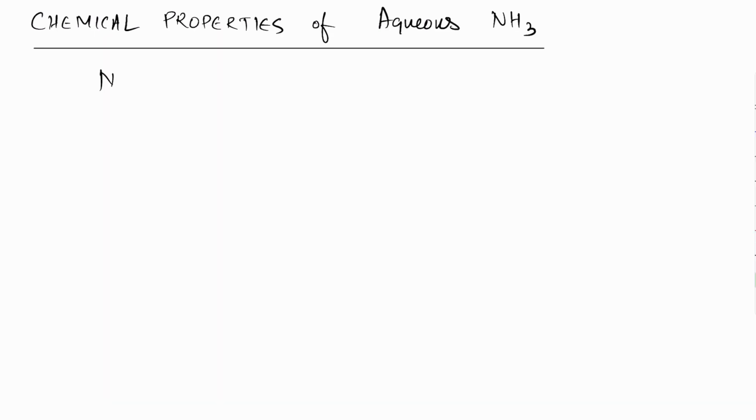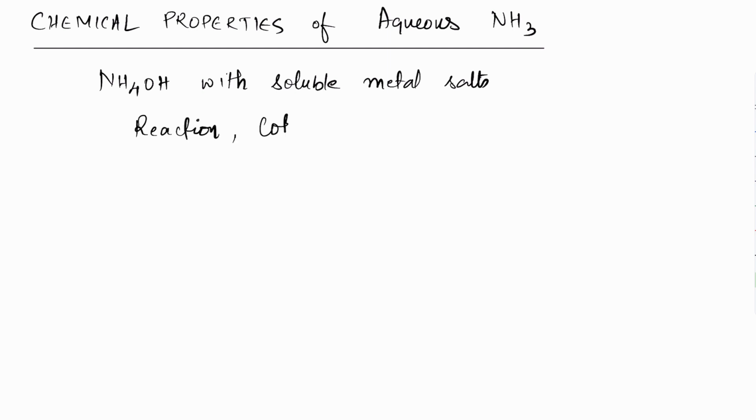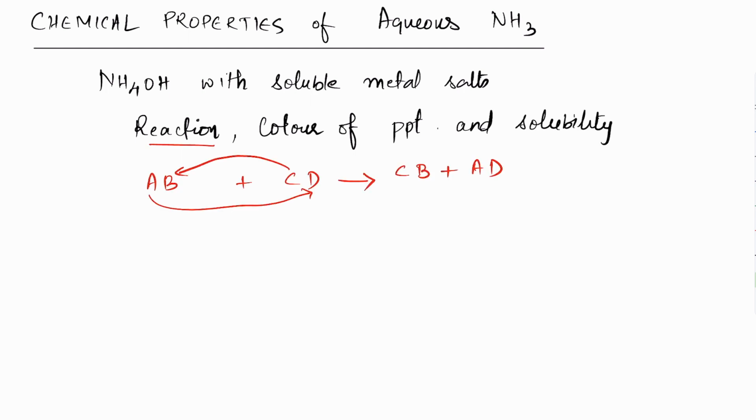Now let us go through the chemical properties of aqueous ammonia. We will see how ammonium hydroxide reacts with soluble metal salts. Here you need to learn the reactions, the color of the precipitates, and the solubility in excess of ammonium hydroxide. For the reaction, you can use the double decomposition method, where if AB reacts with CD, then the products formed will be CB and AD.